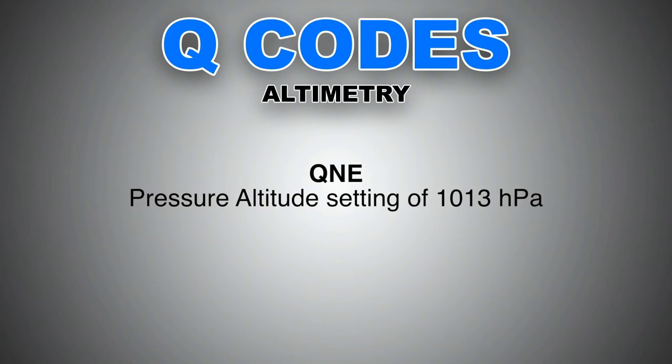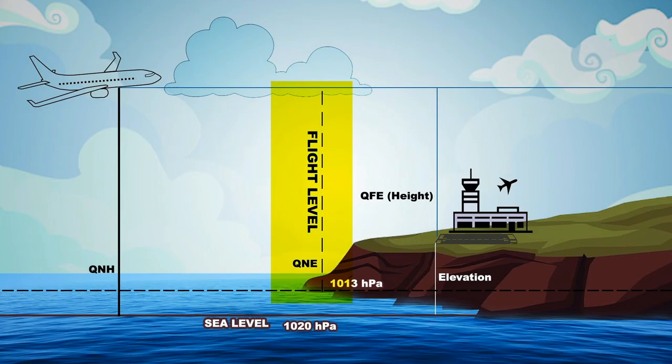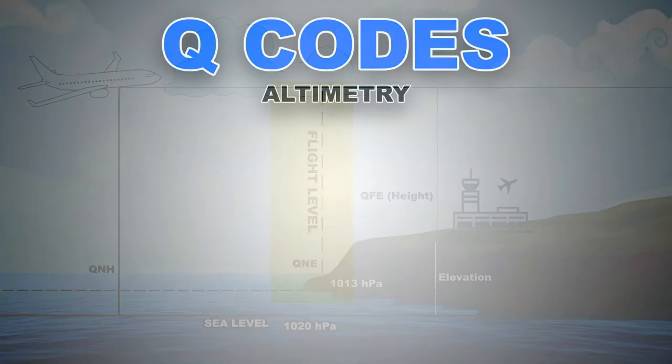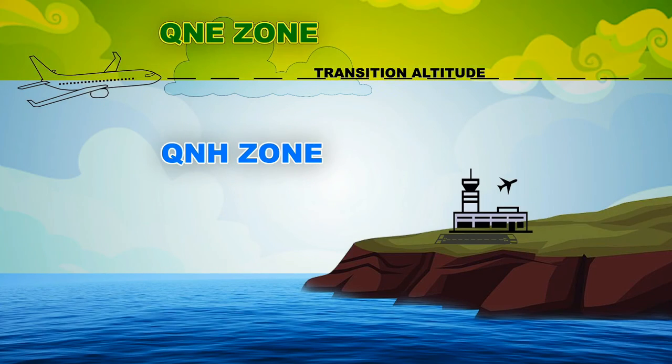QNE, also known as pressure altitude setting. QNE is the altitude above 1013 hectopascals reference. When you set your altimeter to 1013 or to 29.92 inches of mercury, your altimeter indicates pressure altitude. QNE, or standard pressure setting of 1013 hectopascals, is the altimeter setting to be used when flying at or above the transition altitude.